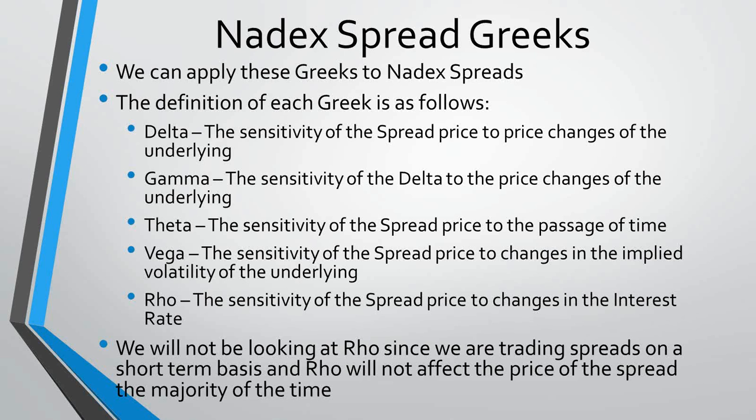You're most likely not going to be in a position the second that medium-term or short-term or long-term interest rates move, affecting your option. That's just not going to happen often enough to cover rho and to worry about what rho is in this particular case. But it does measure the sensitivity of the spread price to the interest rate changes.